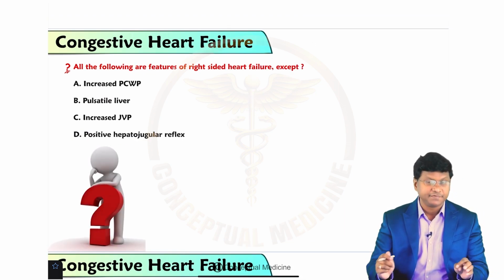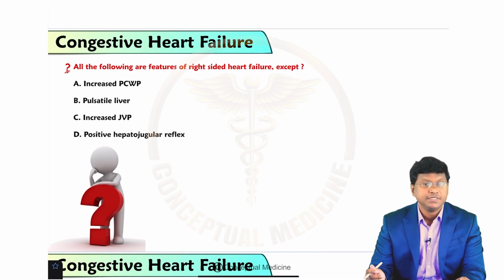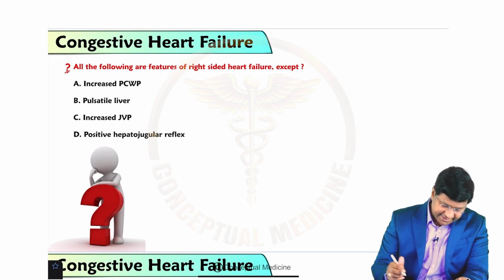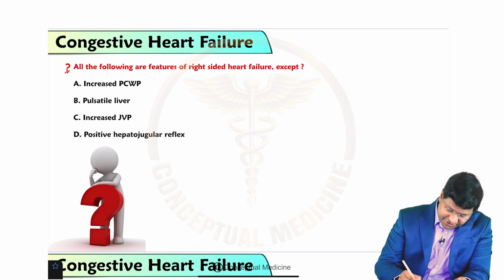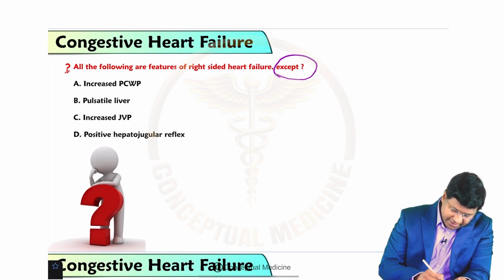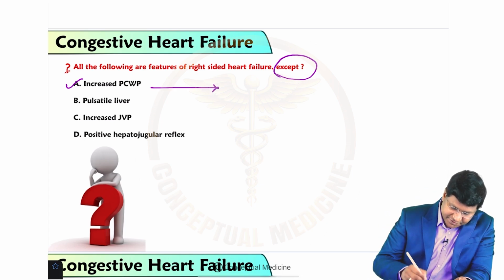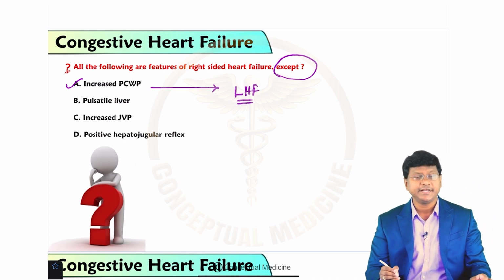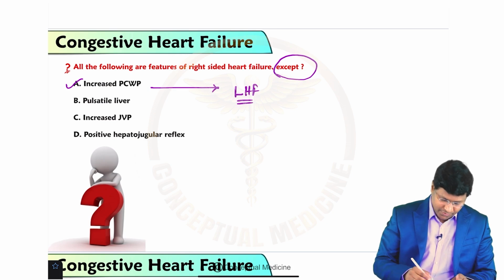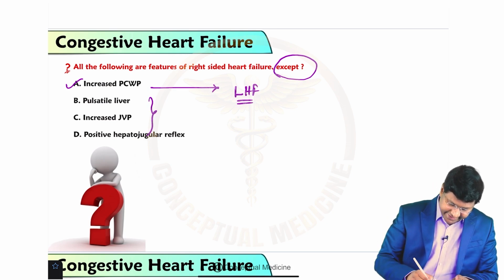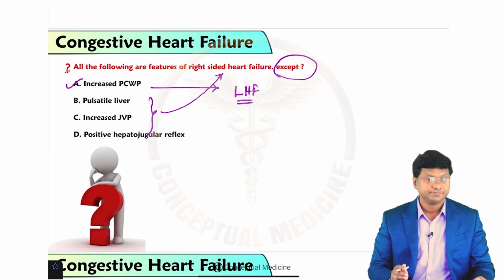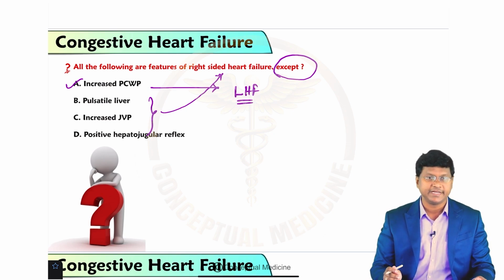So there will be raised JVP in right heart failure. Next, all of the following are the features of right-sided heart failure except: increased pulmonary capillary wedge pressure, pulsatile liver, increased JVP, positive hepatojugular reflex. The question is except. They will not have increased pulmonary capillary wedge pressure. Increased pulmonary capillary wedge pressure is the feature of left heart failure. And the remaining three are the features of right heart failure.